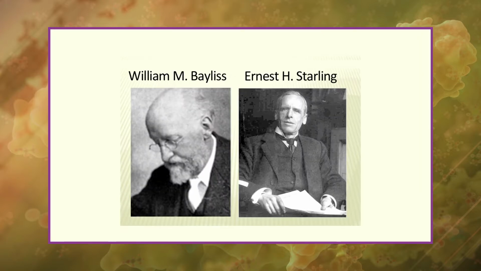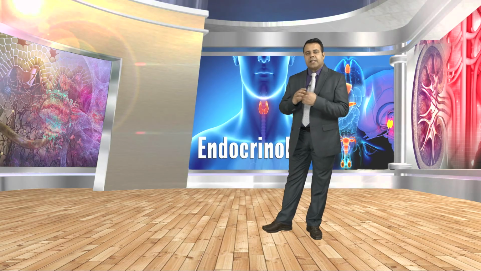It was discovered by two English physiologists, William N. Bayliss and Ernest H. Starling in 1903. Secretin is a hormone produced by the duodenum to stimulate the flow of pancreatic juice.